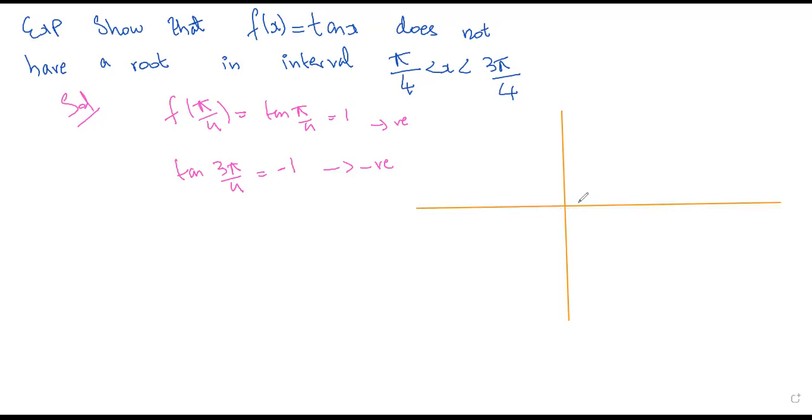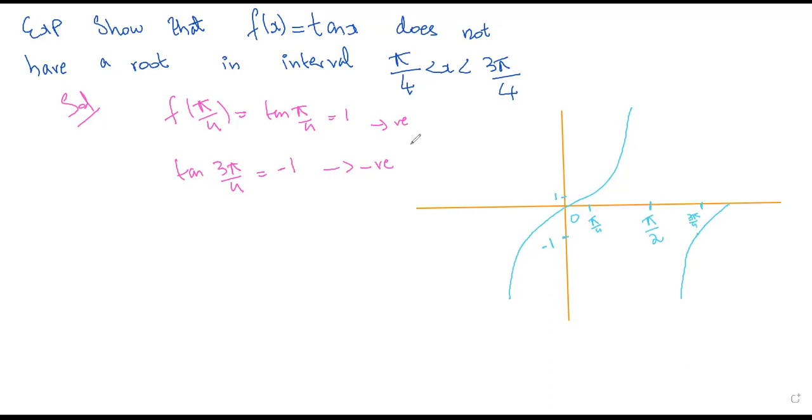So, okay, let's just plot the graph of this function here. This is 0. This is pi by 4. This would be 1. Then this is pi by 2. And then we have a graph like this. So at 3 pi by 4, the value of function is -1. Okay?